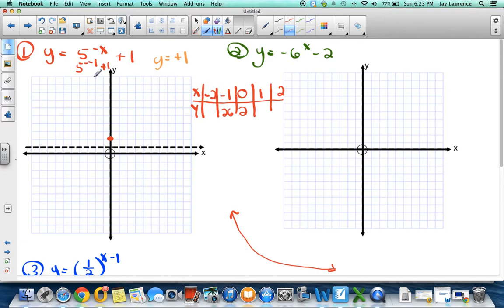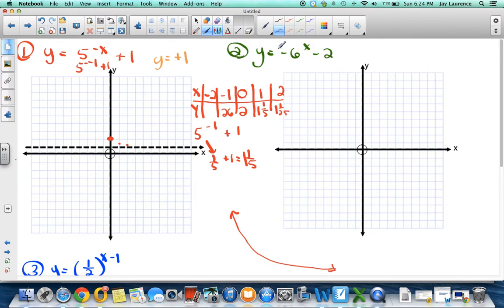All right, when I put 1 in, I'm going to get 5 to the, oh no, excuse me, I'm making a silly mistake there. 5 to the negative first plus 1. Now, 5 to the negative first is 1/5, plus 1 is 1 and 1/5. Okay, so it'll be something like that. Okay, when I put 2 in, I'm going to get 5 to the negative second, which is 1/25, so it'll become 1 and 1/25. Pretty darn close to that asymptote.